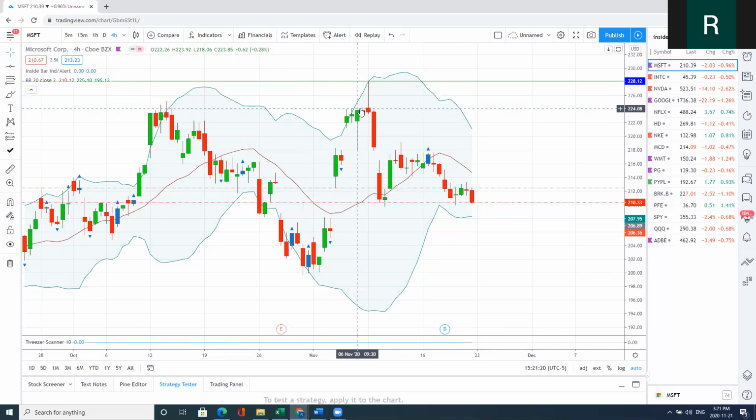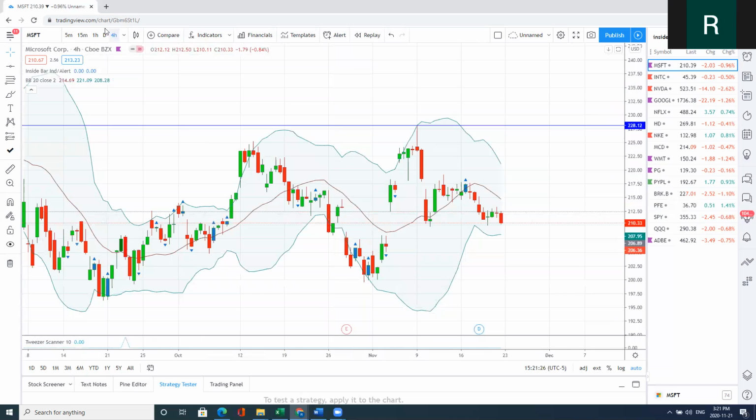So you need a set of rules, you need to follow a system, and you need to have positive risk to reward. You can definitely take all these inside bars. You can go down to an hourly.